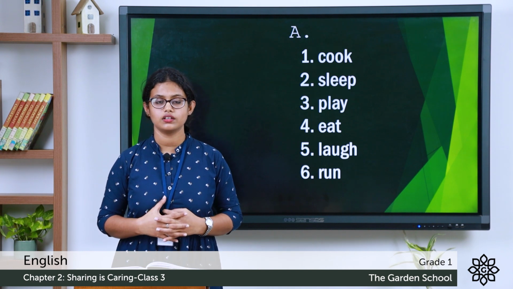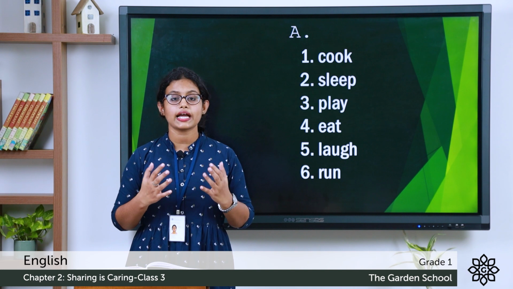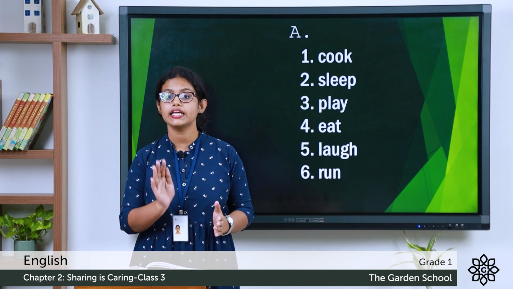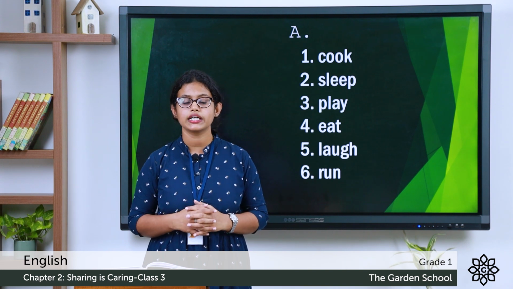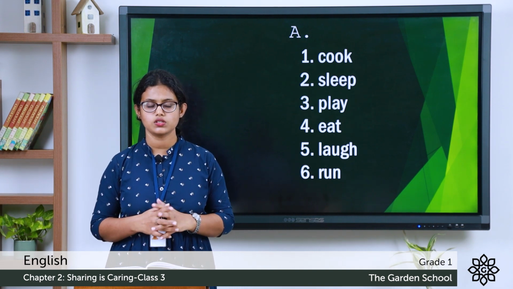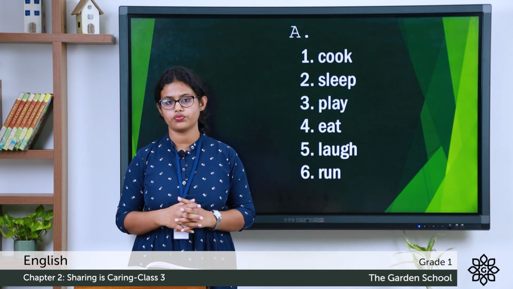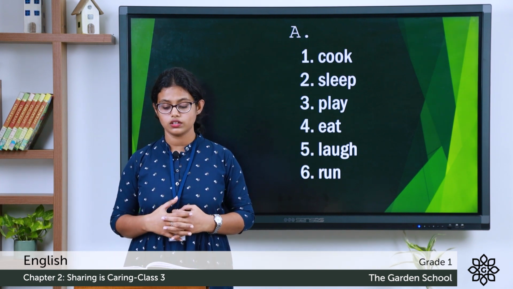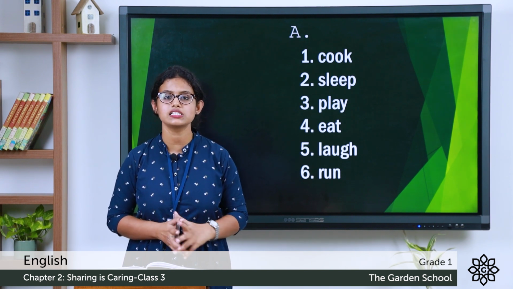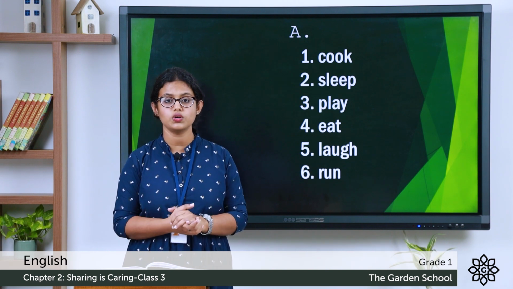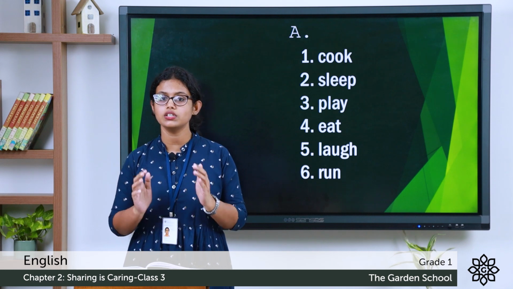And the next one, a little girl is eating. And what is the action word? The action word is eat. See the next one. What is the little boy doing? He is laughing. So can you say what is the action word? The action word is laugh. What about the last one? A boy is running. So the action word is run. So what is an action word? A word that tells an action is called an action word.